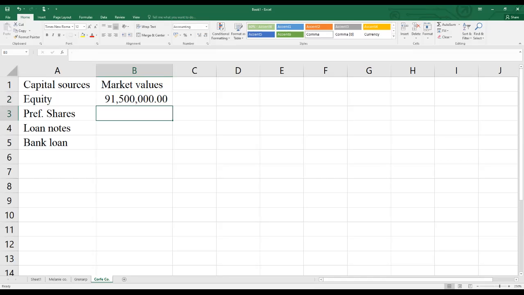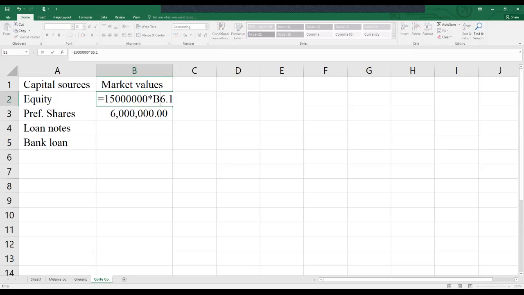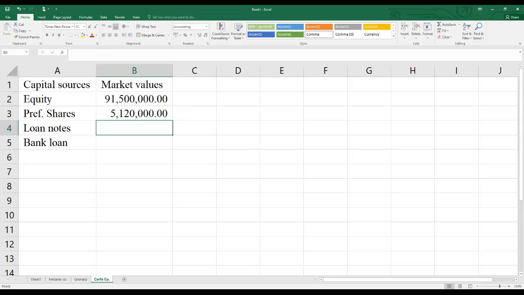The market value of the company's preference share is the number of preference shares. The nominal value is 6 million. The preference share nominal value is 0.75. Therefore, the number of preference shares of this company is 6 million, divided by the nominal value per share, 0.75, times the market value per preference share, which is 0.64. Okay, that is the market value for preference shares.